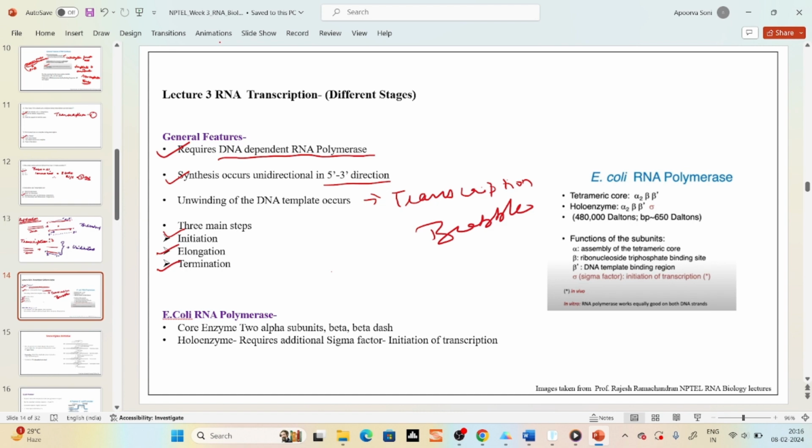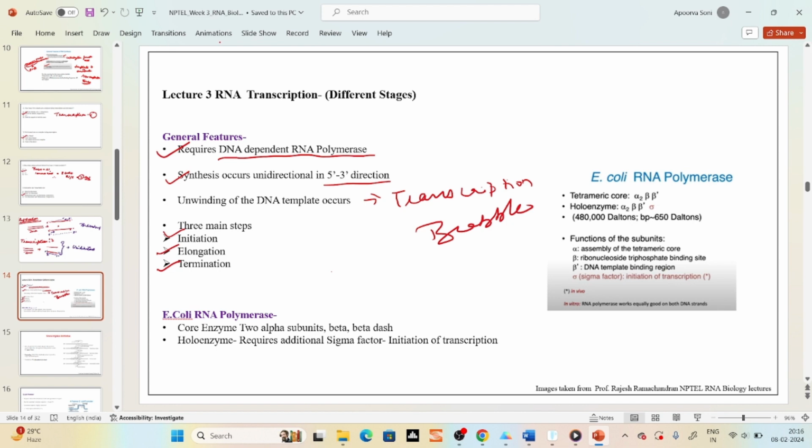These same three steps are in the case of prokaryotes and eukaryotes, but there are some differences. So first we're talking about prokaryotic RNA transcription. Whenever we're talking about transcription, as the steps are very important, similarly studying about the RNA polymerase is equally important or sometimes even more important.